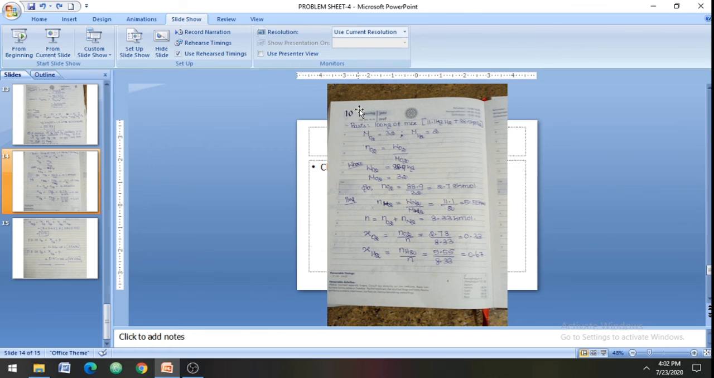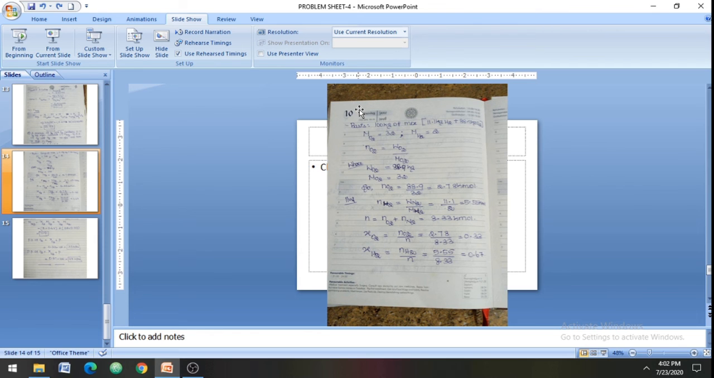So the number of moles means weight by molecular weight. The weight of oxygen is given and the molecular weight of oxygen is known. Divide these two values to find the number of moles of oxygen. Similarly, the number of moles of hydrogen is the weight of hydrogen divided by the molecular weight of hydrogen. This is the number of moles of each component. Total moles means adding these two values, nO2 plus nH2. This is not N2, this is H2.